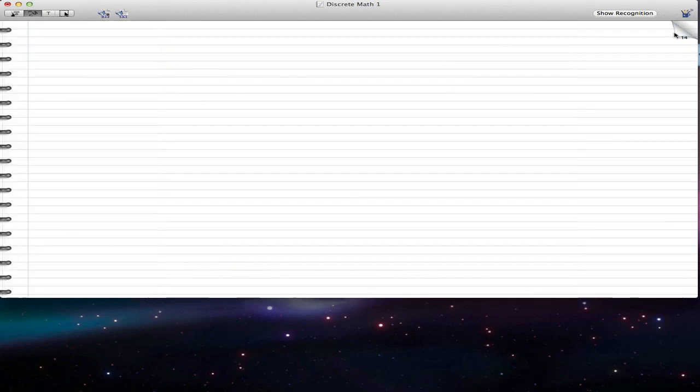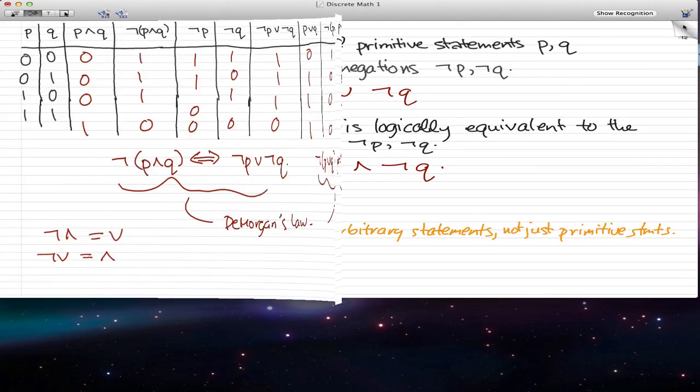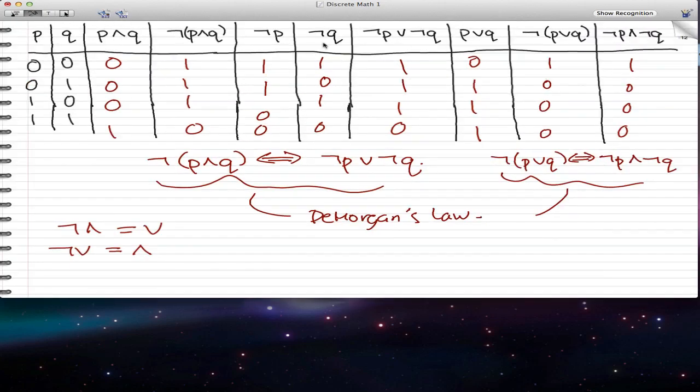What you really did is you just filled out the table. You found out which are logically equivalent, and you found out that negated (P or Q) is equivalent to that, and this is equivalent to that. You found out that a negated and is pretty much an or, and a negated or is pretty much an and. It's just that simple.